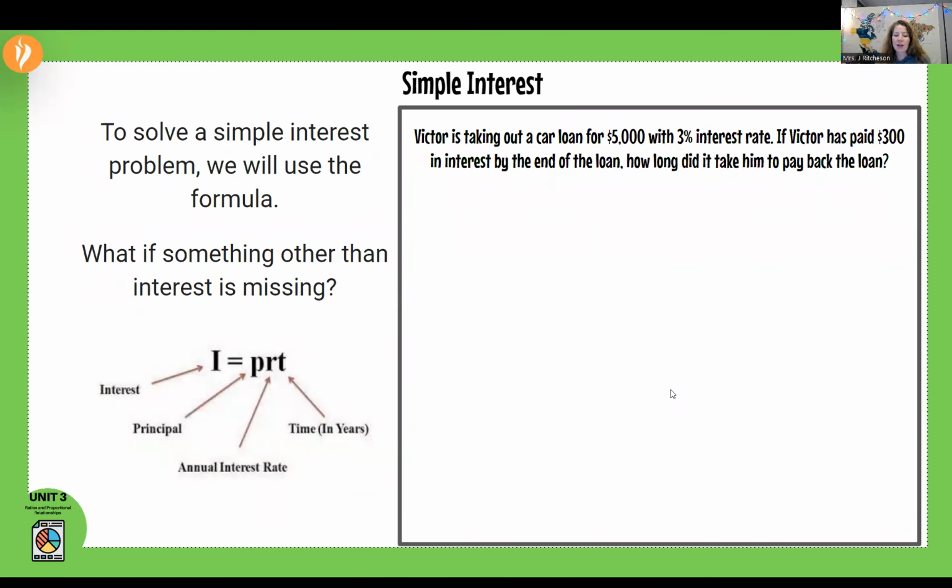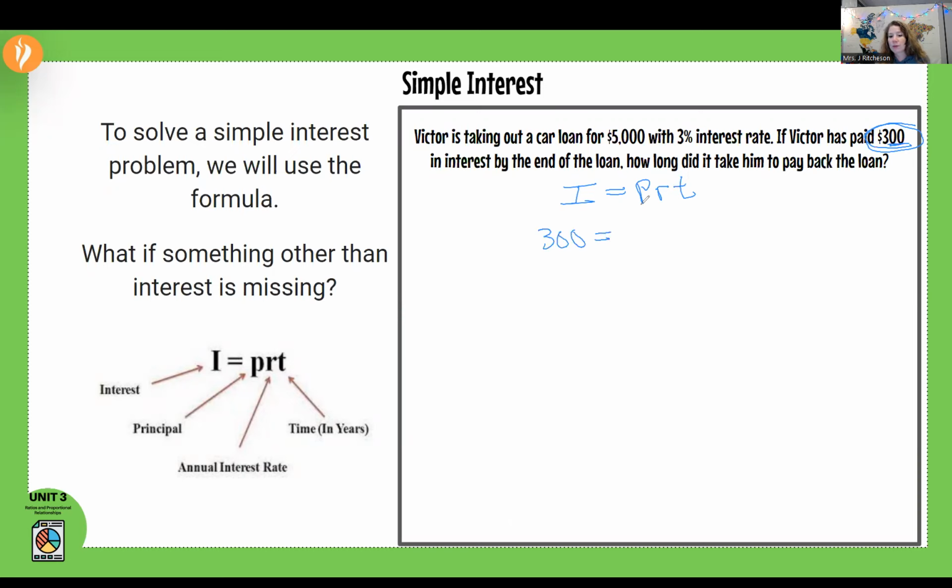All right, Victor is taking out a car loan for $5,000 with 3% interest. If Victor has paid $300 in interest by the end of the loan, how long did it take him to pay back the loan? All right, so we're always going to start with our formula. Interest is equal to principal times rate times time. Well, this time they're telling us that the interest Victor paid back was $300. So instead of I, we're going to write 300.